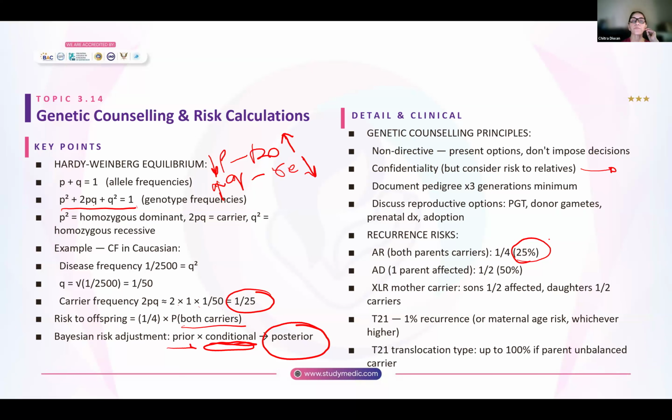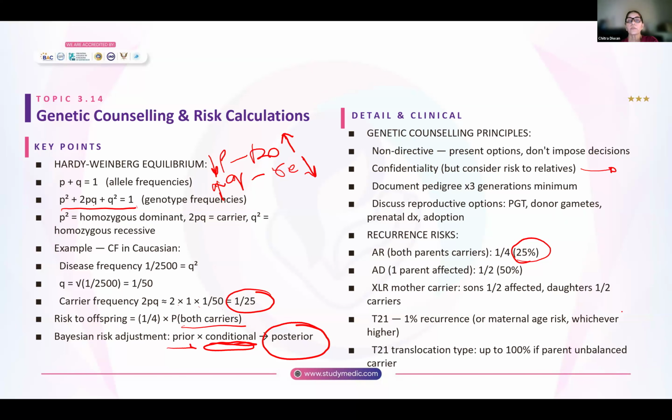be affected. If it is an X-linked recessive condition and the mother is a carrier, 1 in 2 sons will be affected, 1 in 2 daughters will be carriers, 1 in 2 sons will be normal, 1 in 2 daughters will be normal.